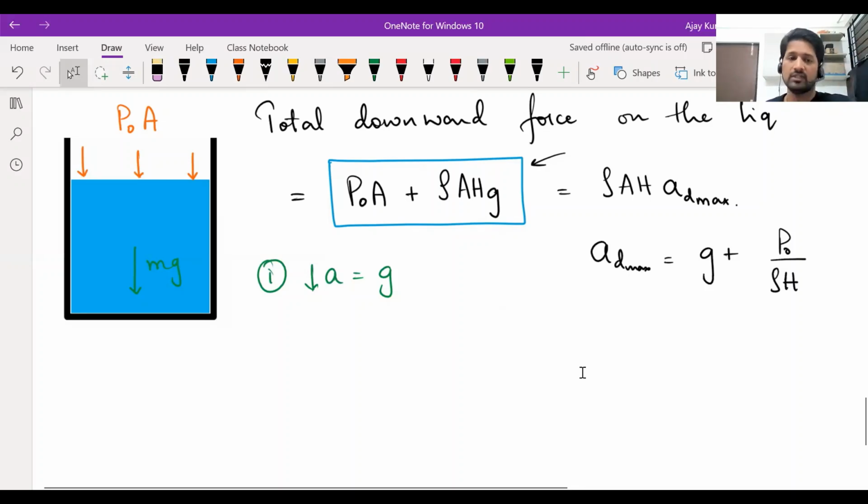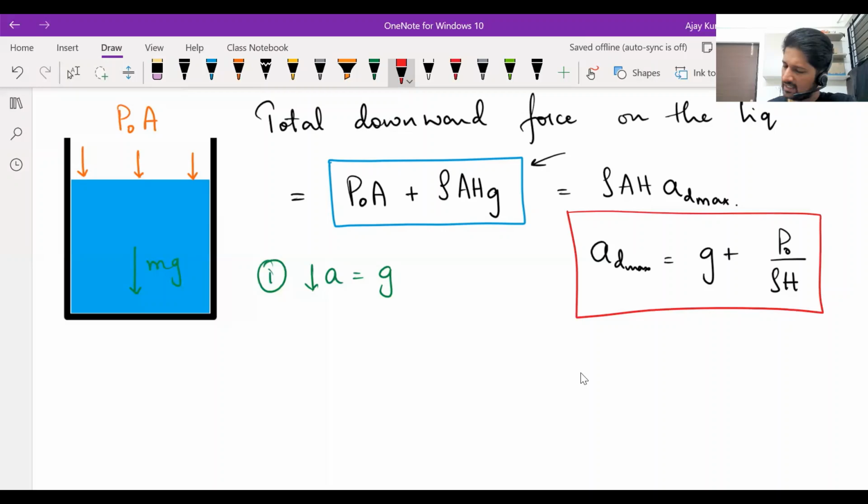Okay, because gravity is not the only thing pulling it down. Suppose the container goes only with an acceleration equal to g. g is less than the maximum acceleration the liquid can take. Liquid can attain up to this much acceleration. g is definitely less than that. Okay. So what will happen?